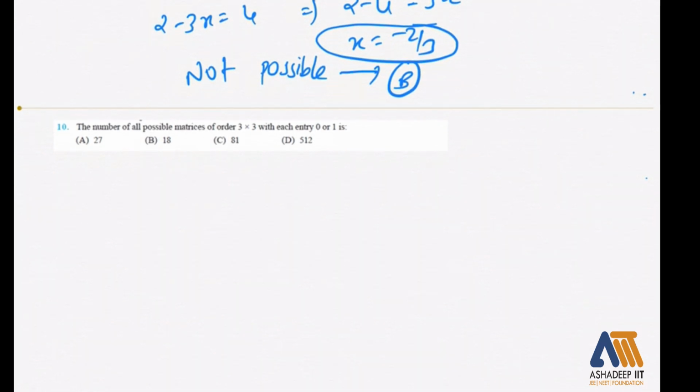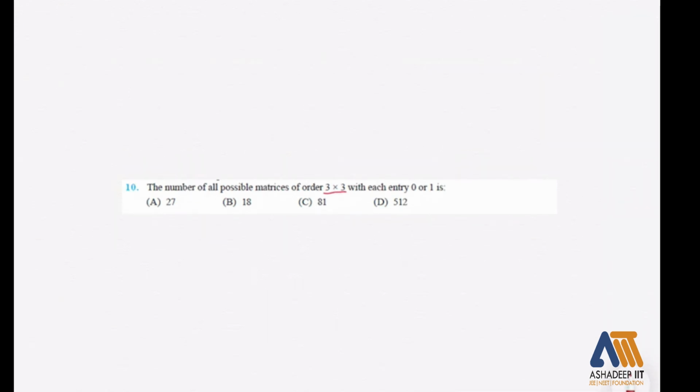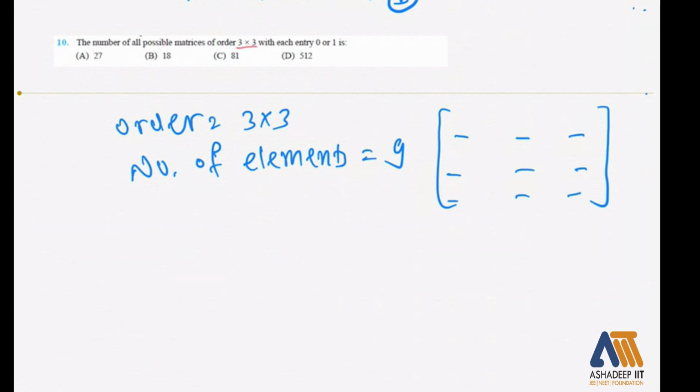Next, question number 10. Number of all possible matrices of the order 3 cross 3, with each entry 0 or 1. Here the matrix is of the order 3 cross 3. So there are 9 elements, that is 9. 1, 2, 3, 4, 5, 6, 7, 8, 9. Now each entry is either 0 or 1.